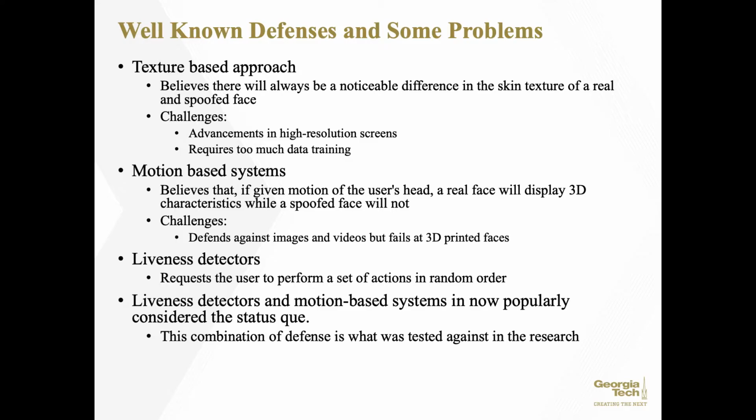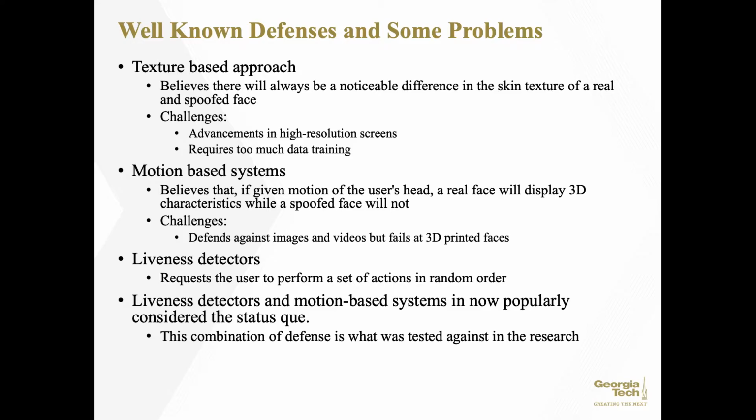The second one is motion-based systems. This relies on the motion of the user's head to detect subtle differences in the face that show a 3D surface. A 2D surface, such as a photo or video, which are common spoofs, would not display 3D properties if the angle was altered. This does not protect, however, against 3D printed faces, which have also been used as a spoof against facial authentication systems.